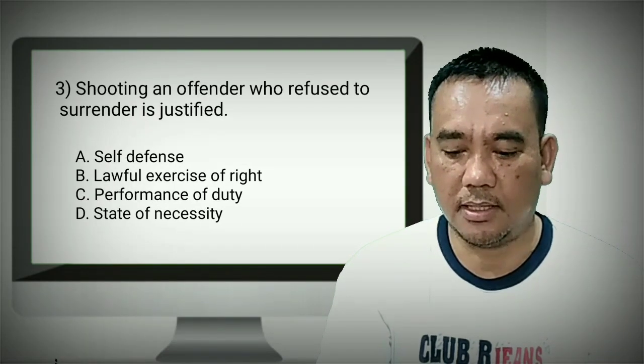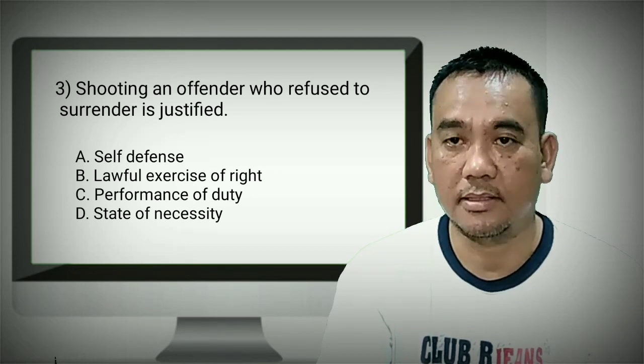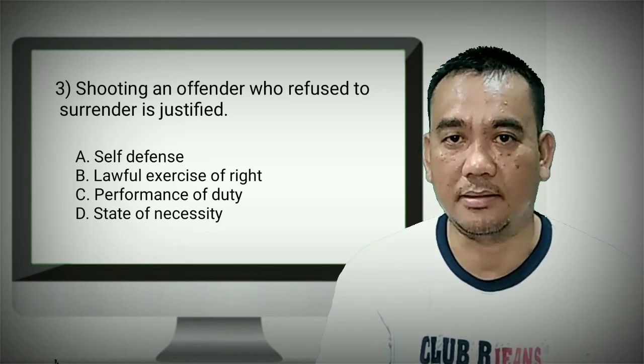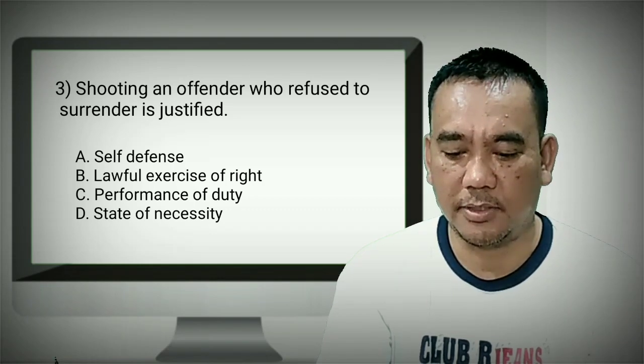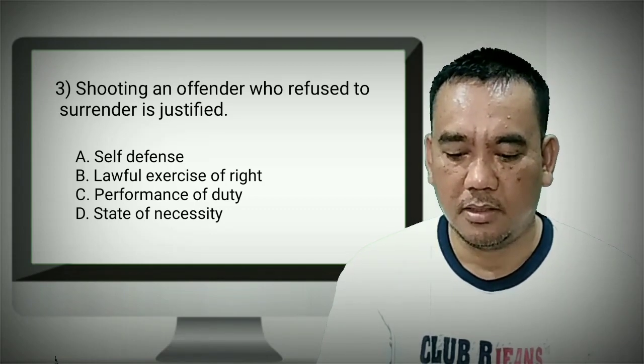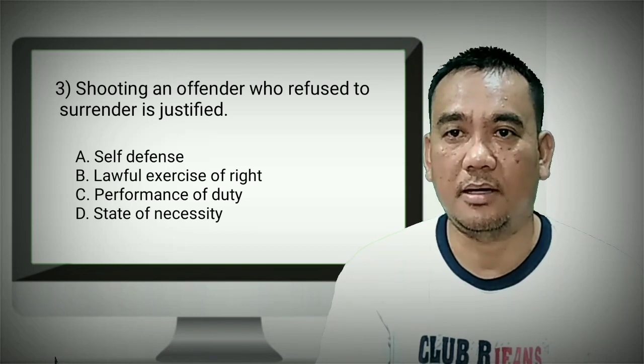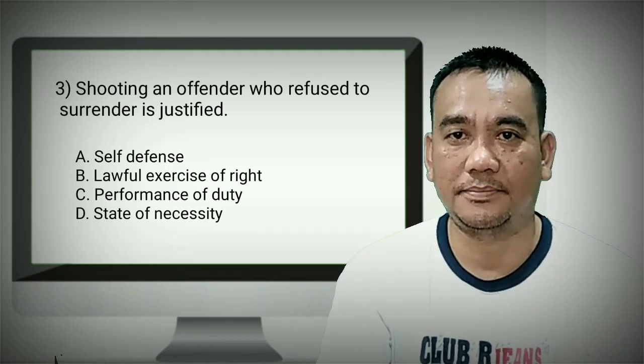Question number 3. Shooting an offender who refused to surrender is justified. A. Self-defense. B. Lawful exercise of right. C. Performance of duty. Or D. State of necessity.